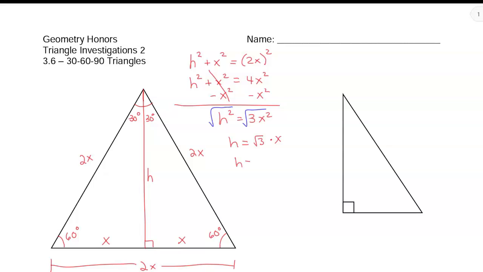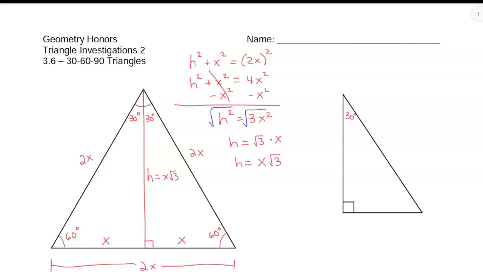Or we usually write that as x root 3, so it's obvious that the x is not underneath the square root. That means the height of this triangle is x root 3. And so now we have a relation between the sides of a 30, 60, 90 triangle. Let's rewrite them off to the right. I drew another triangle here.